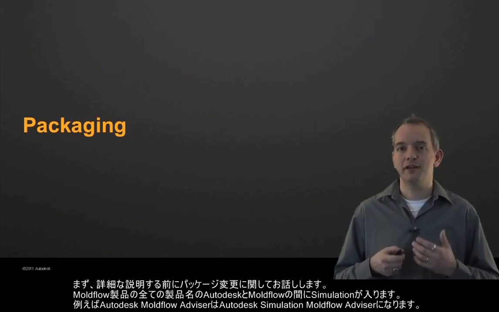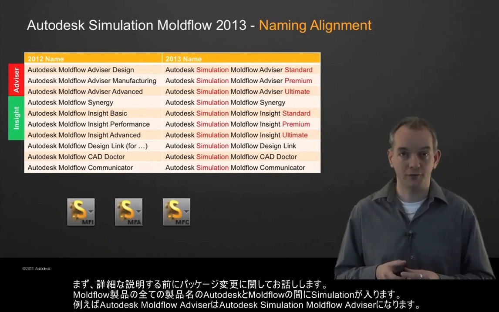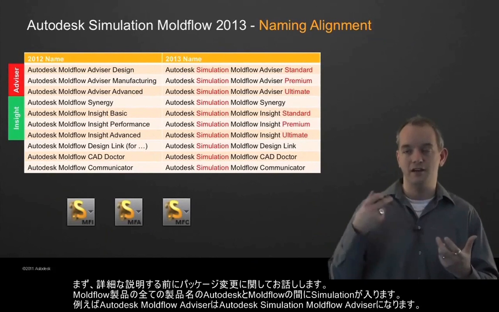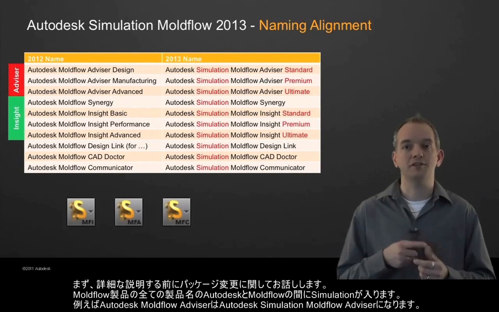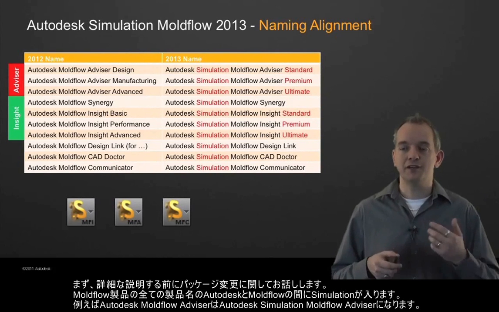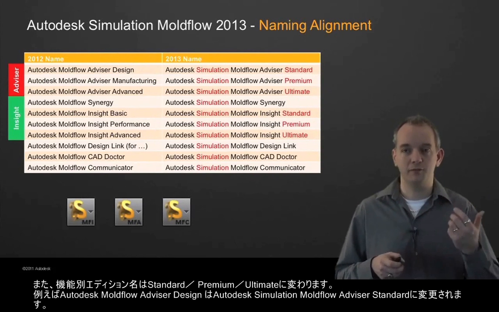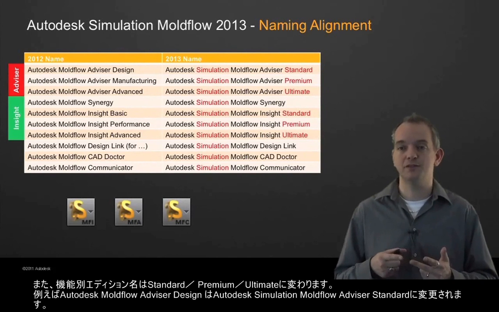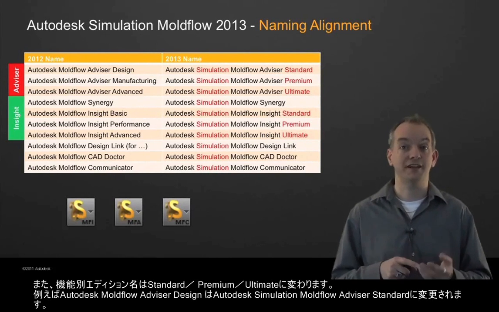Before we go into the details, we made a couple of big packaging changes in our release. First of all, you will see that we renamed all our Moldflow products. All the product names now include the word Simulation in between the word Autodesk and Moldflow. So Autodesk Moldflow Advisor is now Autodesk Simulation Moldflow Advisor. We also changed the tiering system that we had for the Advisor and Inside product line. Now it falls in line with the standard tiering system in Autodesk: Standard, Premium, and Ultimate. So, for instance, Autodesk Moldflow Advisor Design in 2012 is now renamed to Autodesk Simulation Moldflow Advisor Standard.